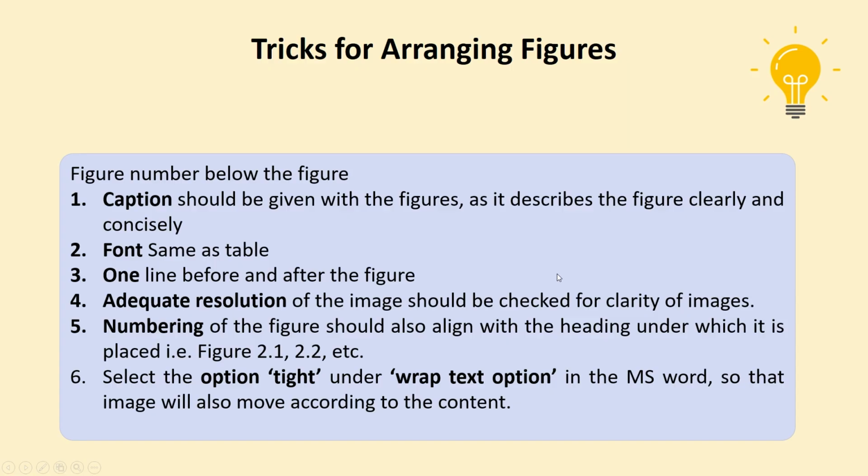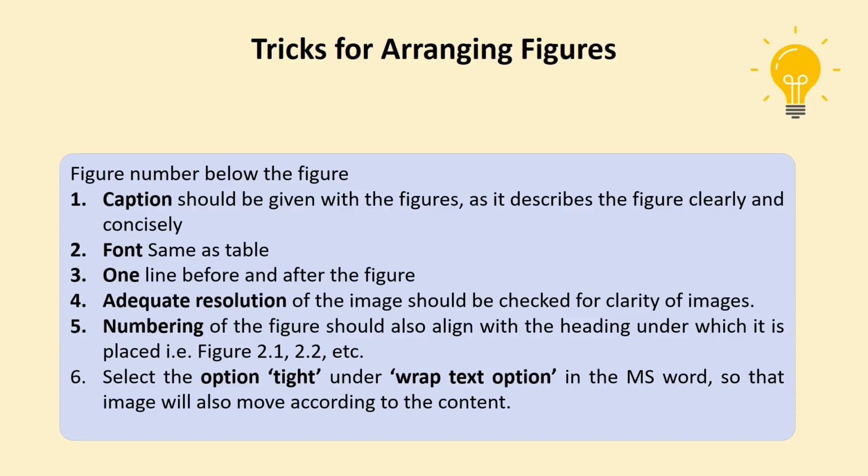Next is adequate resolution of the image. This is an important thing, because whatever image you are putting in your research proposal, it should be properly visible, otherwise it is of no use. So look into the resolution of the image; adequate resolution should be checked for clarity of images. Numbering of the figure should also align with the heading under which it is placed, figure 2.1, figure 2.2 or whatever it is.